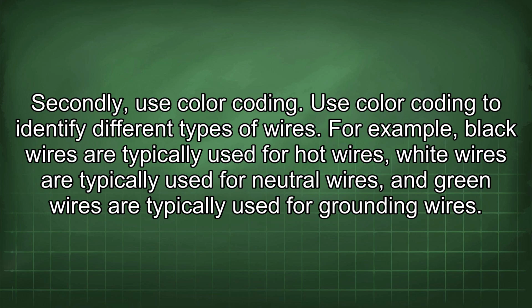Secondly, use color coding. Use color coding to identify different types of wires. For example, black wires are typically used for hot wires, white wires are typically used for neutral wires, and green wires are typically used for grounding wires.